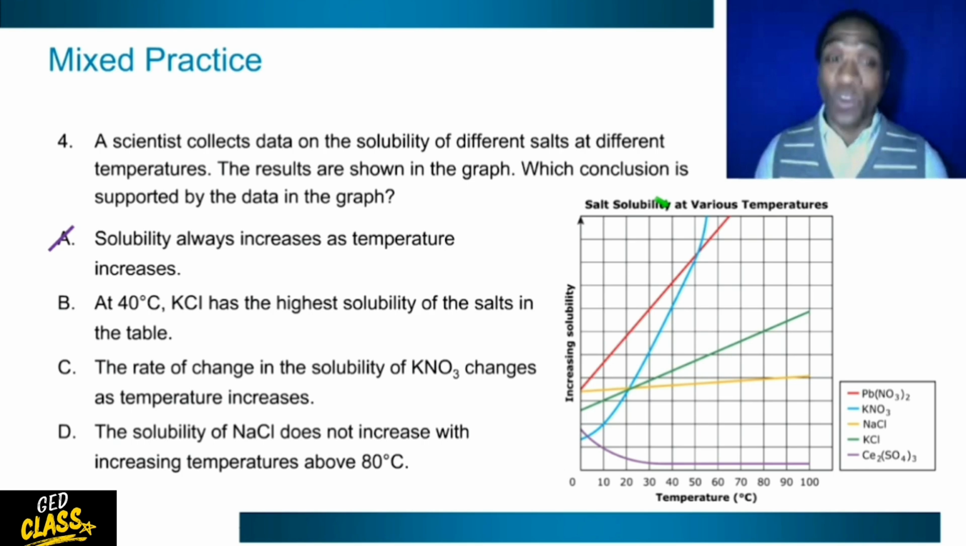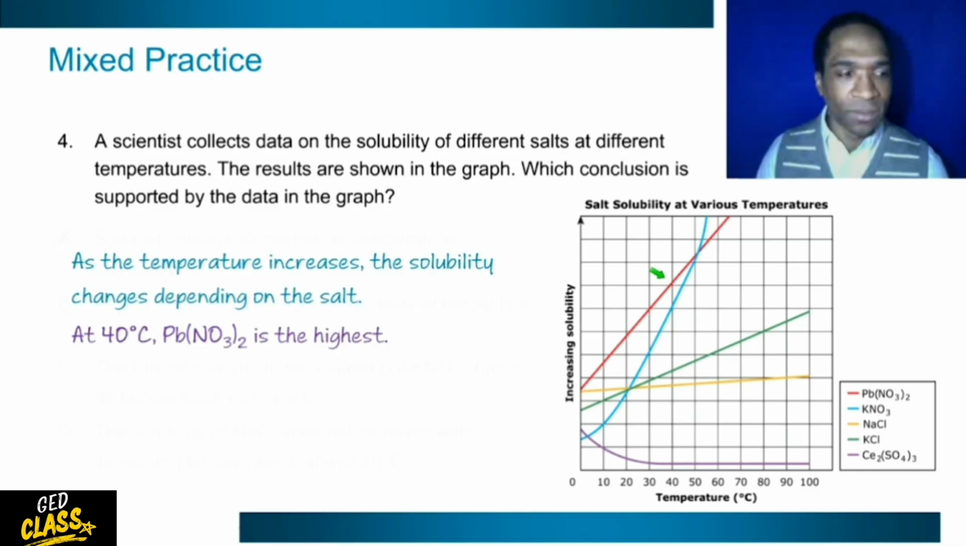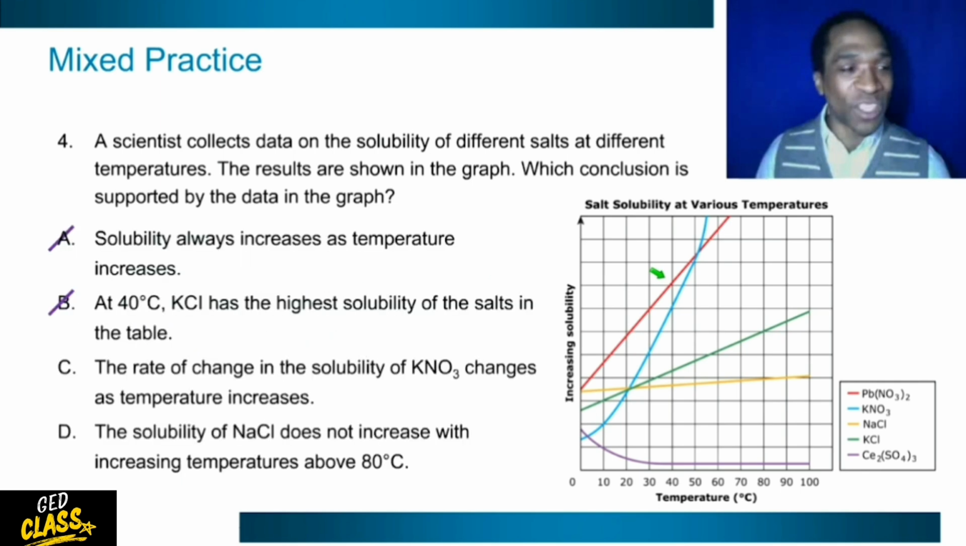All right, so if we take a look at this 40 degrees Celsius line, the salt that's at the highest point is the red line, right there. And that's not the KCl salt, which is the green line. It's this salt instead, the Pb(NO3)2 salt, which does have a translation, which we're not going to get to. So we know based on this, choice B is incorrect. Goodbye to that. All right, let's move on to C.